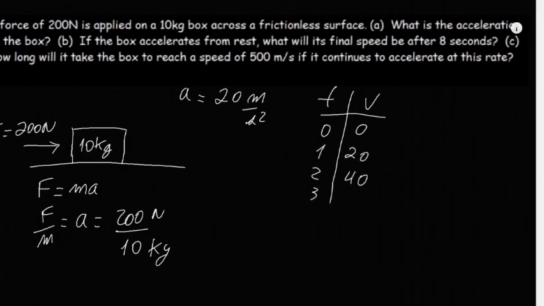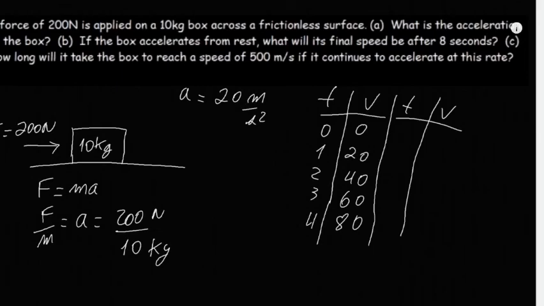Every second that passes, the speed will increase by 20, so 1 second later it's going to be 20, 2 seconds later 40, 3 seconds later 60, 4 seconds later 80, and I'm going to continue the table. Let's see if I can fit in 5 seconds later. It's going to be 100, 6 seconds later 120, 7 seconds later 140, 8 seconds later 160. So after 8 seconds the speed of the box will be 160 meters per second.